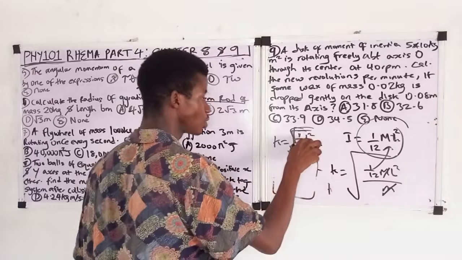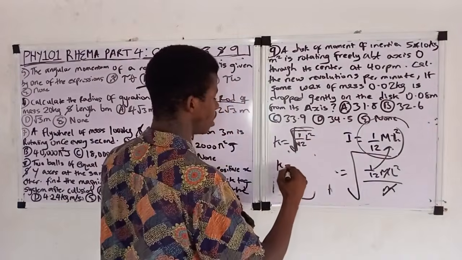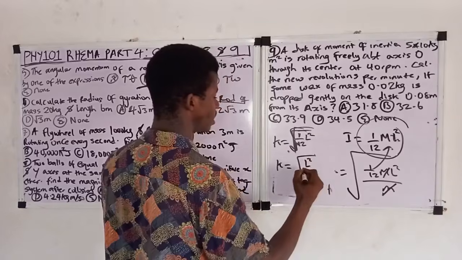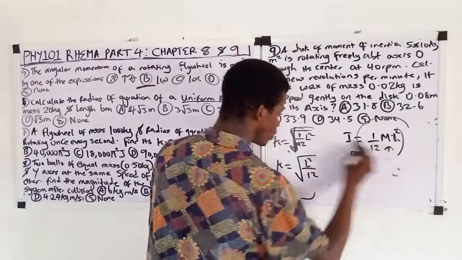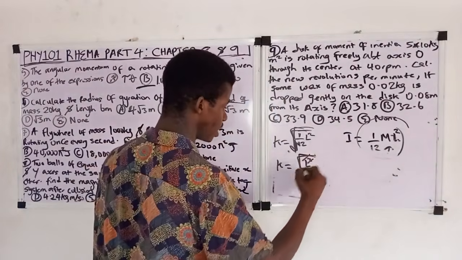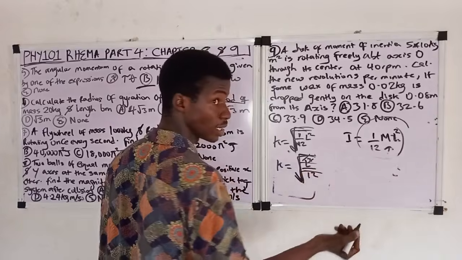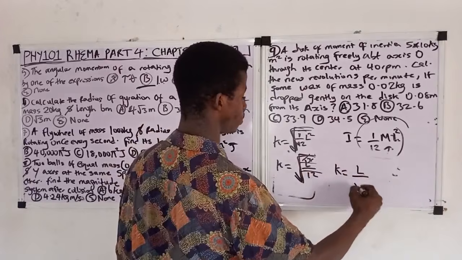Yes. Now, 1 times the L square will still give us L square, right? Then divided by what? 12, right? Now, you see this square will cancel this square root, right? So remember, this square will still affect the 12, right? So K will now be equal to what? L divided by root 12.